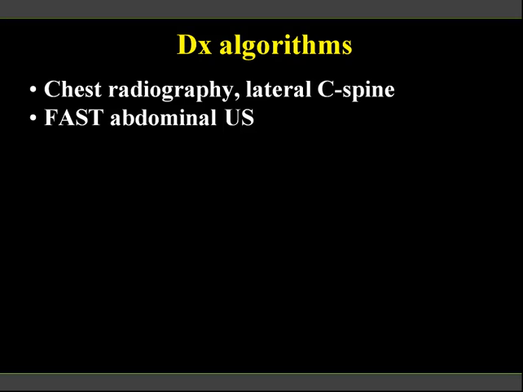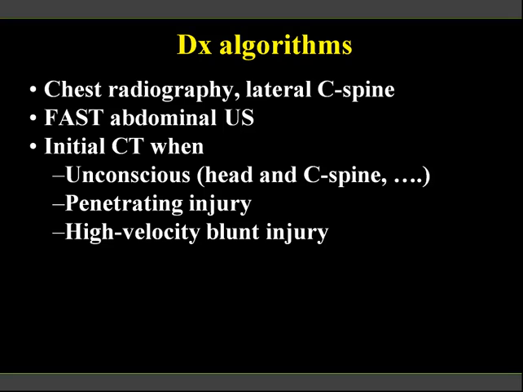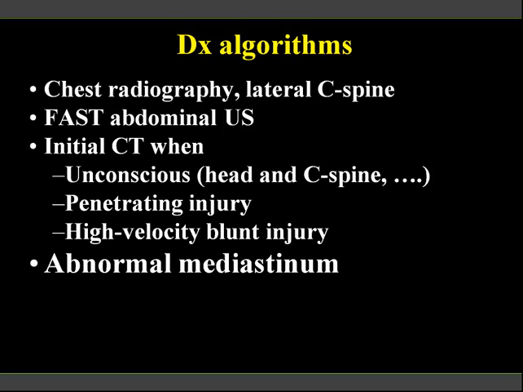So what are the diagnostic algorithms that I use in our hospital? For trauma imaging, chest radiographs first, lateral C-spine is still very valuable. FAST abdominal ultrasound may be helpful in experienced hands, I would say, not by emergency room physicians. Initial CT when the patient is unconscious, had a severe head and neck C-spine injury, penetrating injuries, high-velocity blunt trauma, when there's an abnormal contour of the mediastinum, which can be difficult to evaluate in children because they have a big thymus.